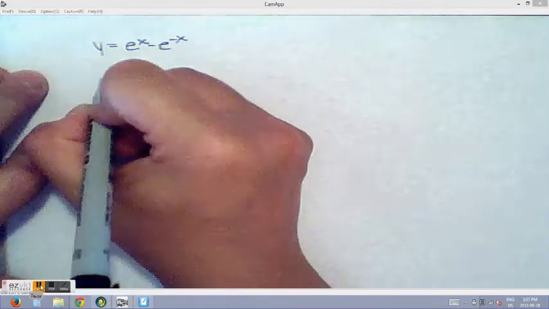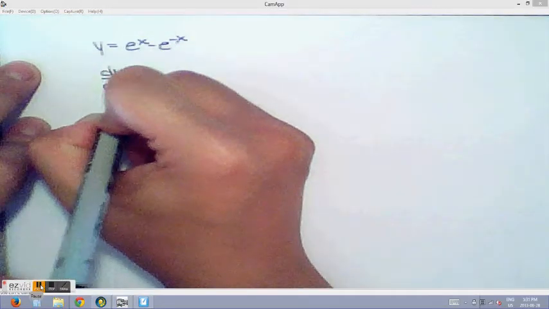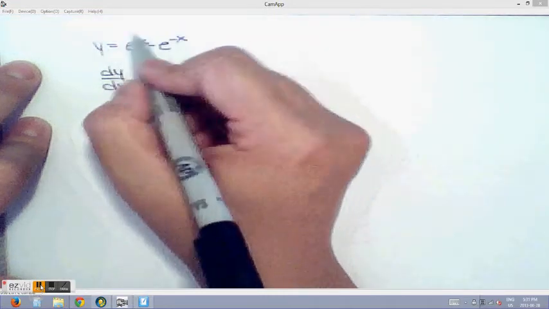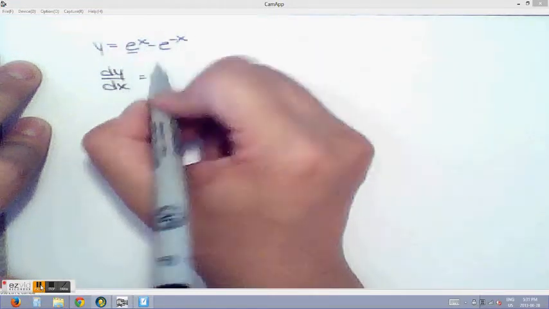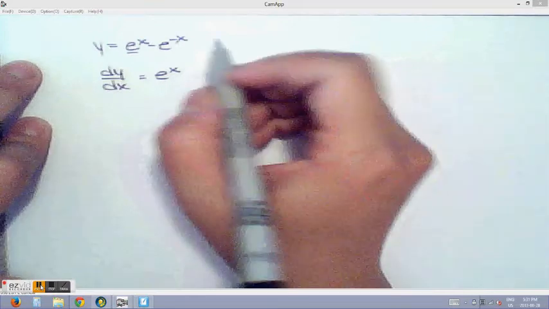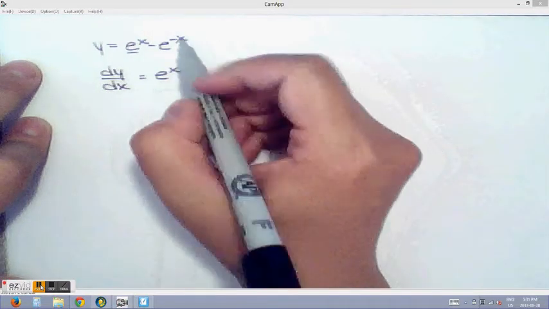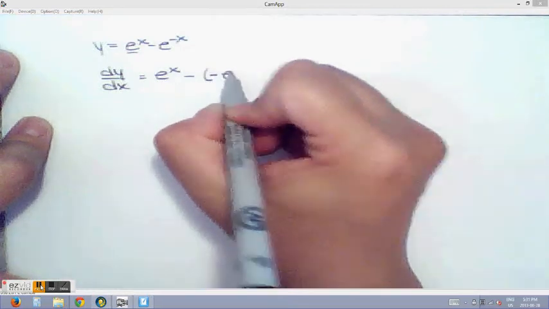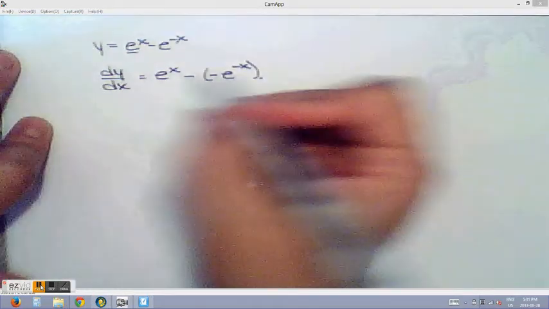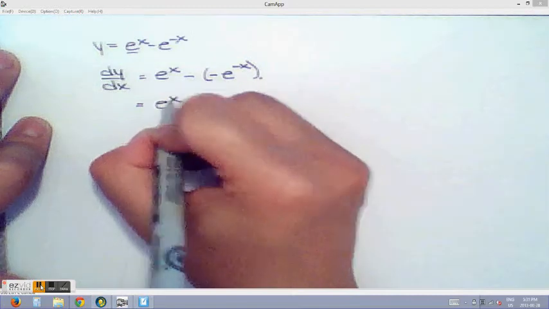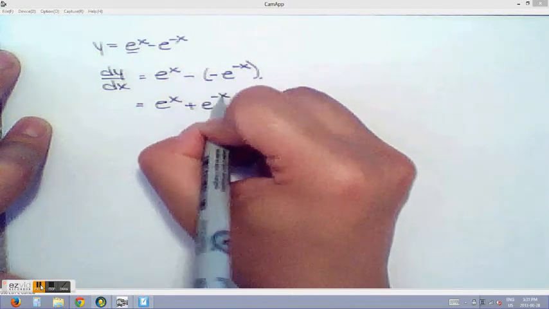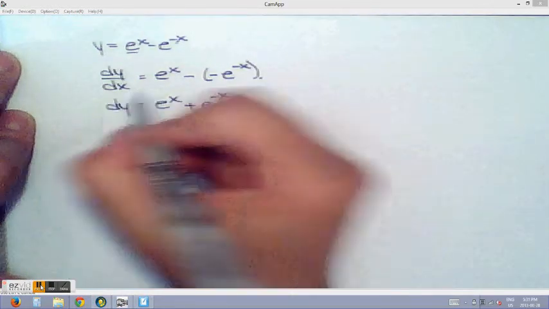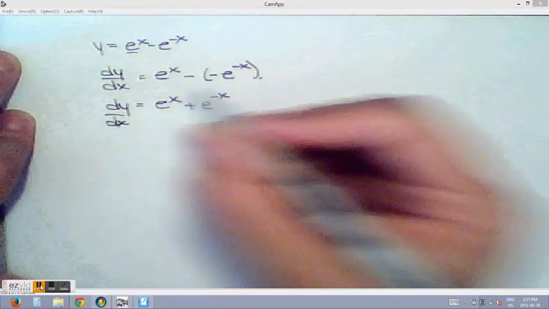Okay, so let's derive this function, dy by dx. So the derivative of the first term is e to the x, minus the derivative of the second term, which is negative e to the negative x, which is equal to e to the x plus e to the negative x. That is dy by dx.